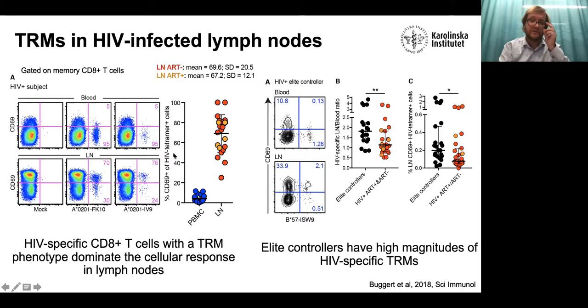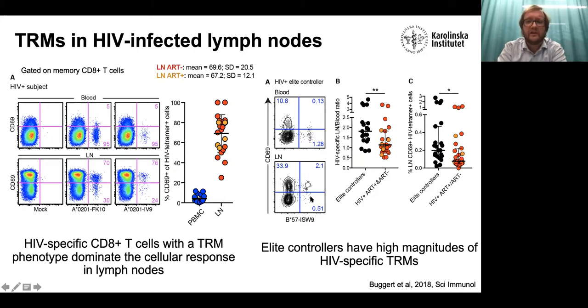Another striking feature that we found at the same time point is that this is not only true for individuals who are non-controllers or on ART, it's actually really true for HIV elite controllers, and actually to a much higher degree even. So if you compare here, same thing here, gated on CD8 plus T cells, we do comparisons of CD69 expression on the y-axis versus a tetramer here on the x-axis.